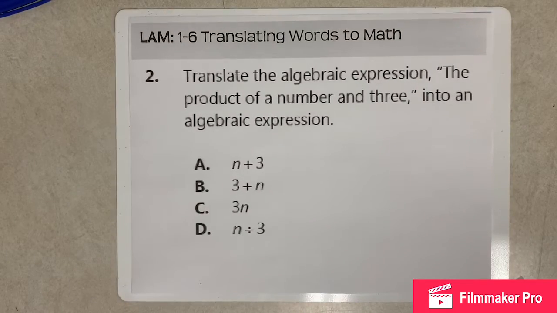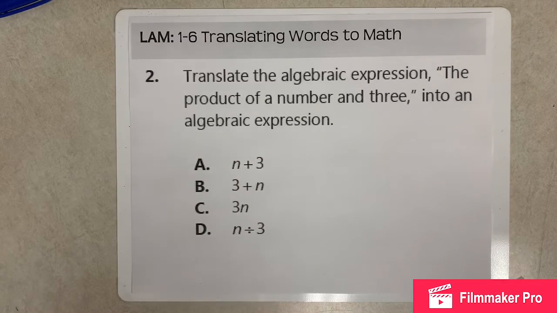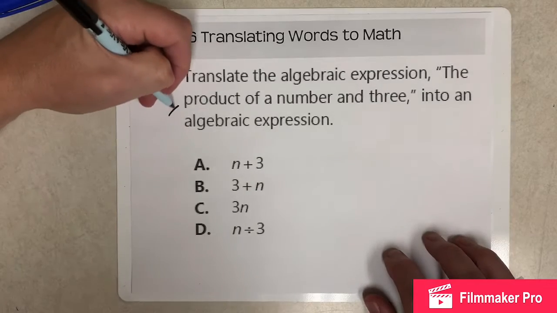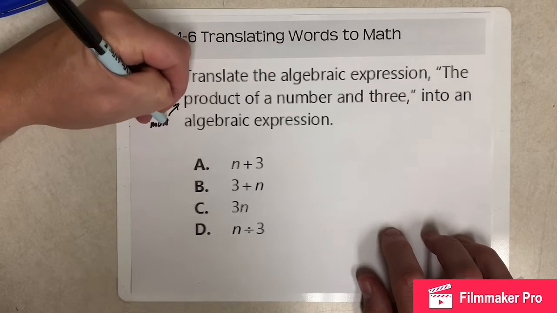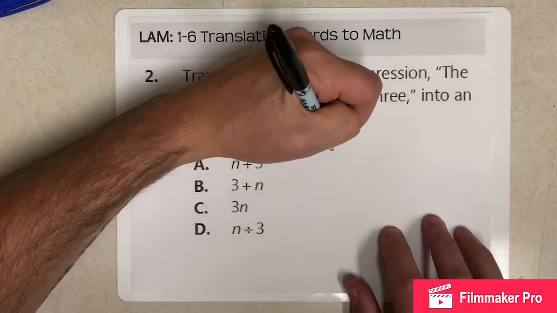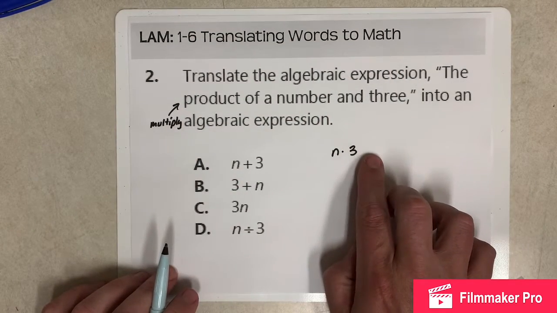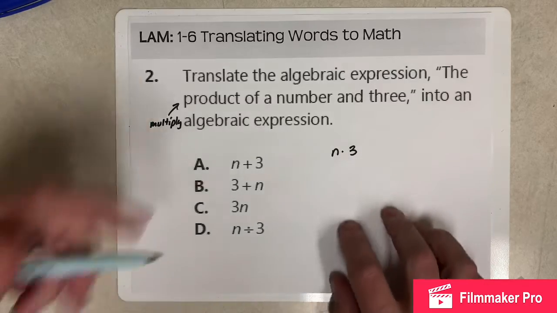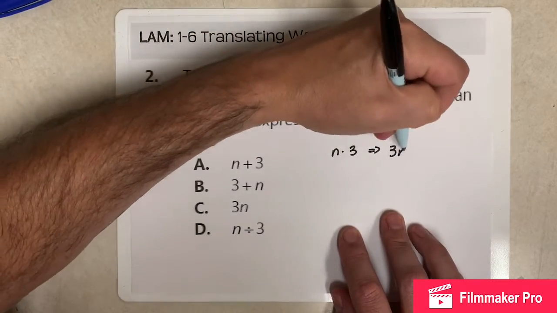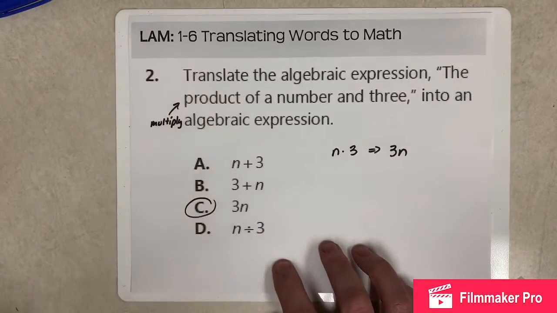This one says, translate the phrase, the product of a number and 3, into an algebraic expression. So product means to multiply. So we want to multiply a number and 3. So if we do that, n times 3, we usually don't write the n first. We write the n last, because the 3 is going to be a coefficient. So really, we like to do 3n, or 3 times n. So if we look up here, we see choice C is 3n, and that would be it.